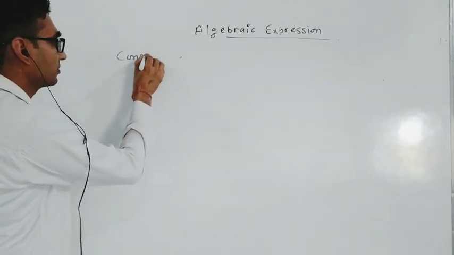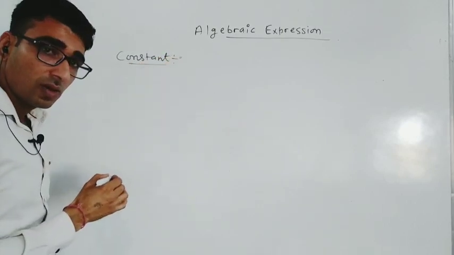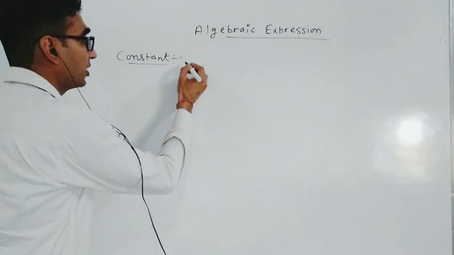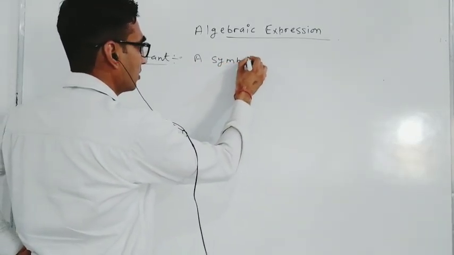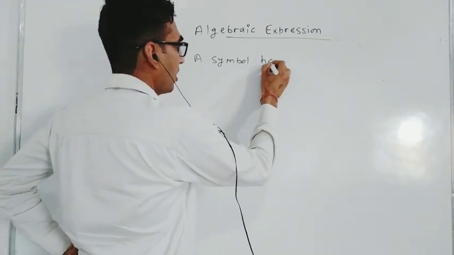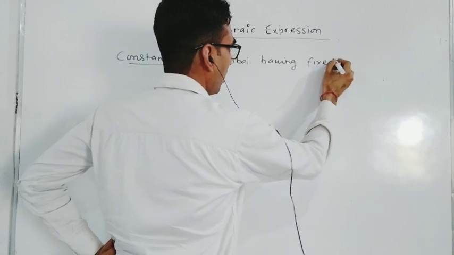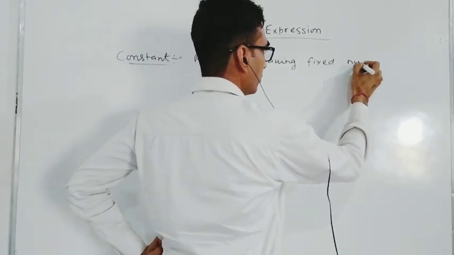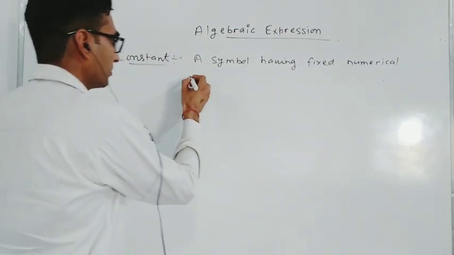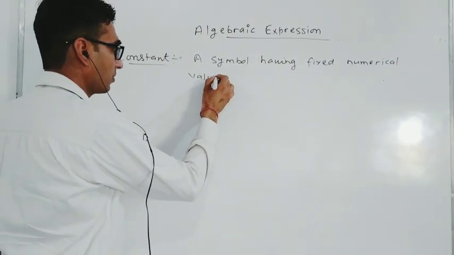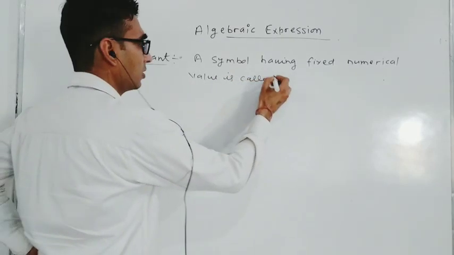Constant? What is constant? Constant, a symbol having fixed numerical value is called constant.